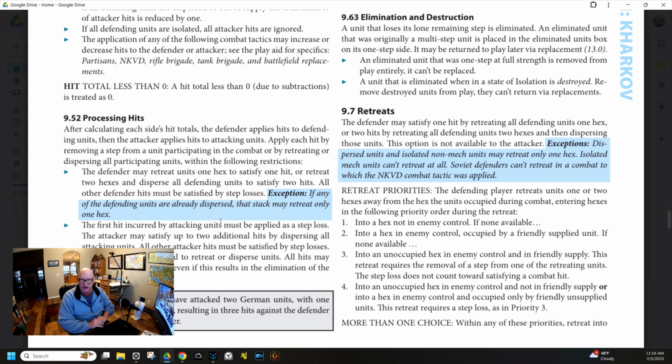Exception: dispersed units and isolated non-mech units may retreat only 1 hex. Isolated mech units can't retreat at all. Soviet defenders can't retreat in a combat to which the NKVD combat tactic was applied.